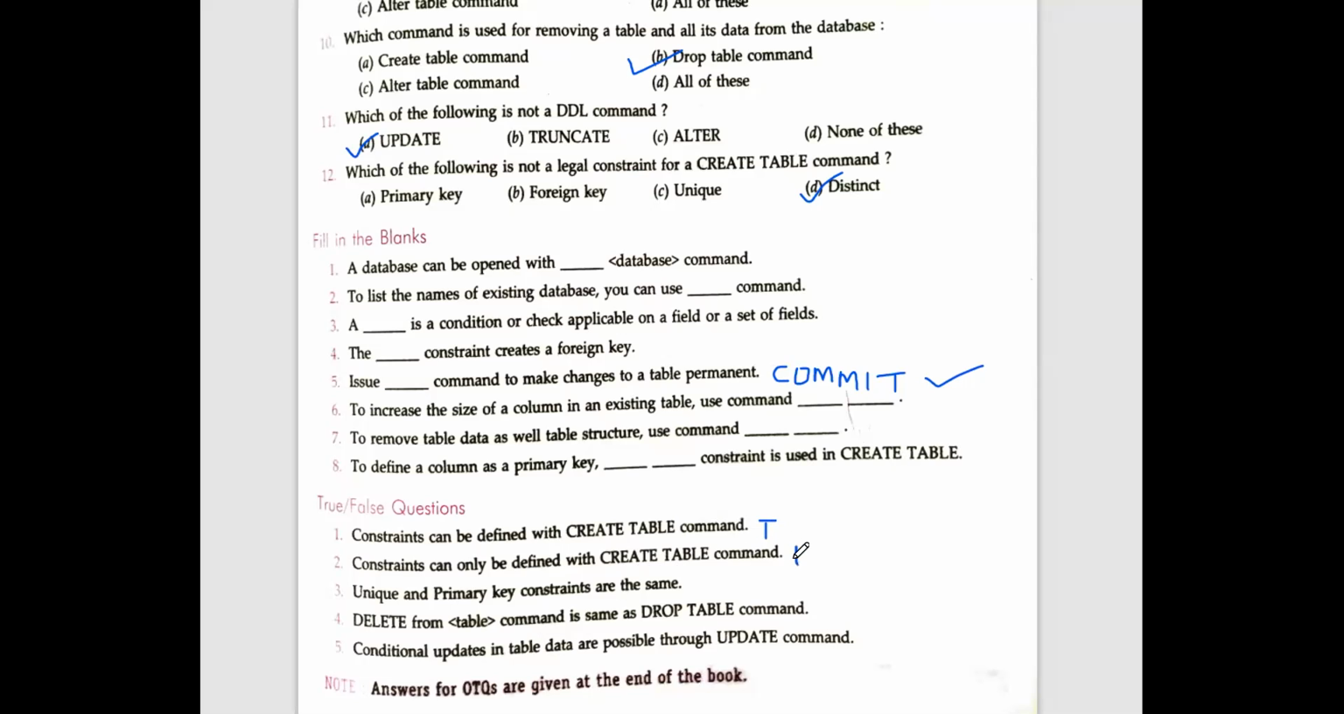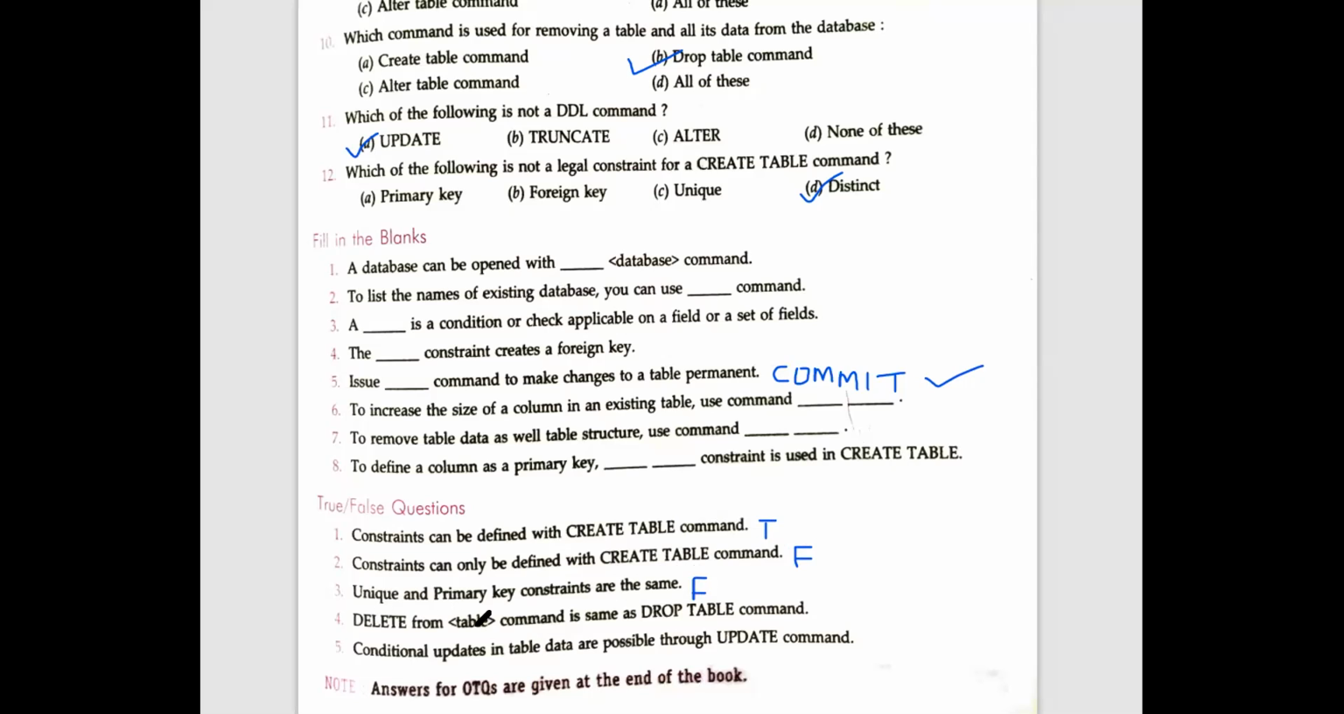False. Why? We can use alter, because in alter also we can use them later on. Very good. Unique and primary key constraints are same. False, because we can have multiple unique keys, but we will be having only one primary key.